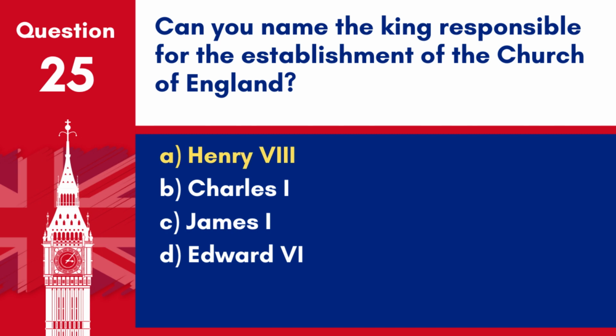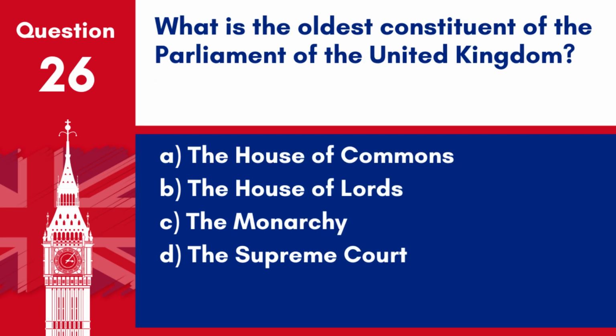Answer: A. Henry VIII. The king responsible for the establishment of the Church of England was Henry VIII. Question 26. What is the oldest constituent of the Parliament of the United Kingdom? A. The House of Commons. B. The House of Lords. C. The Monarchy. D. The Supreme Court.